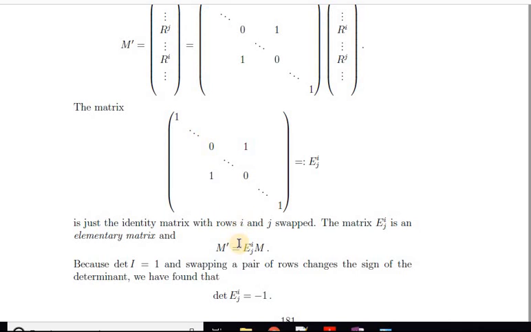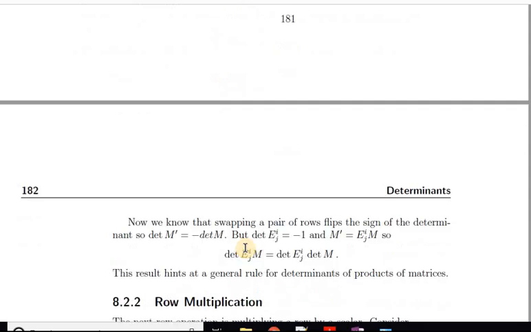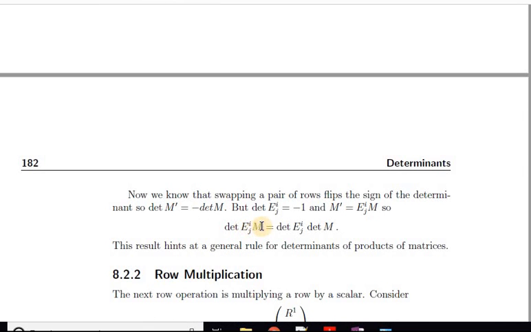Now we know that the determinant of M prime is negative the determinant of M, because the rows have been swapped. On the other hand, we know that the determinant of this row-swapped identity is also -1. So the determinant of M prime is -1 times the determinant of M, and -1 is the determinant of E_ij. So we can write that the determinant of the row-swapped matrix is the determinant of the row-swapped identity times the determinant of the original matrix. And that's a pretty cool equation.